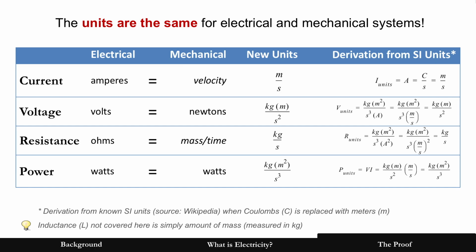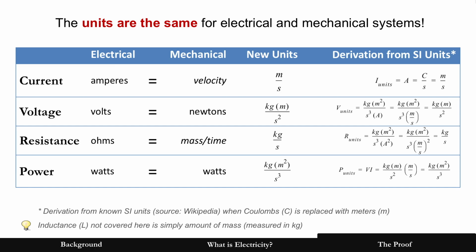And here we have it. Here's how the units work out when you compare electrical and mechanical. It's going to start first with current, because current, which is A for amperes, is really a coulomb per second. So C is coulomb, and now if you replace that with M for meters, it becomes the same thing as velocity, meters per second in SI units. Full derivations on the right-hand side.